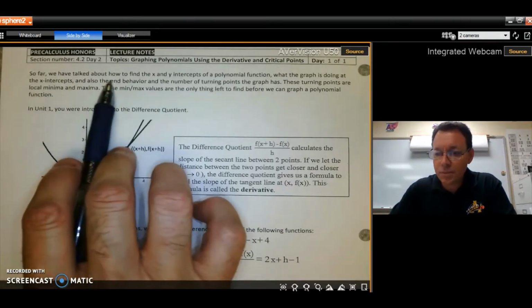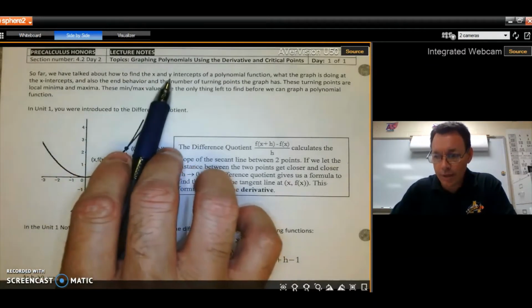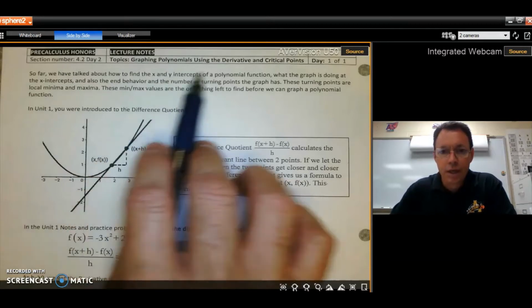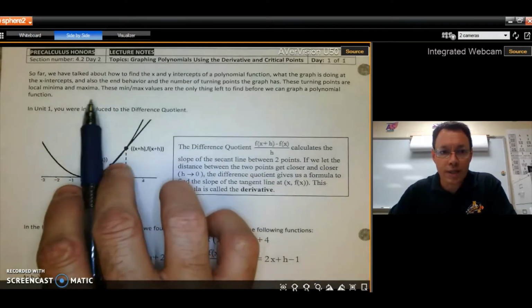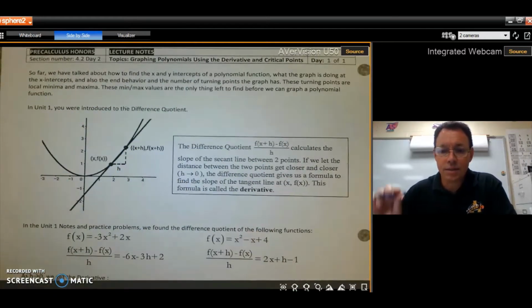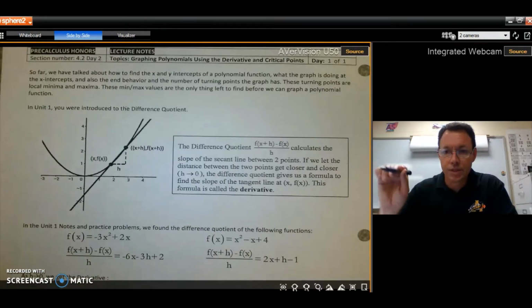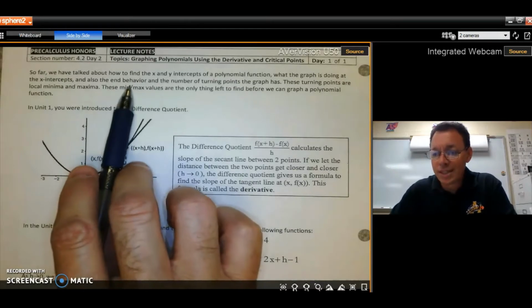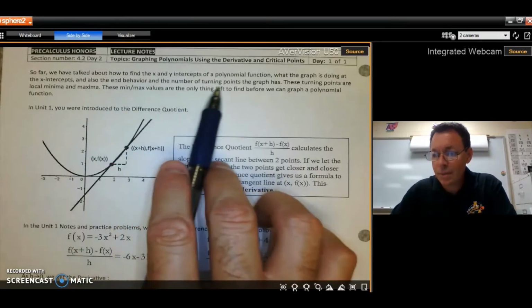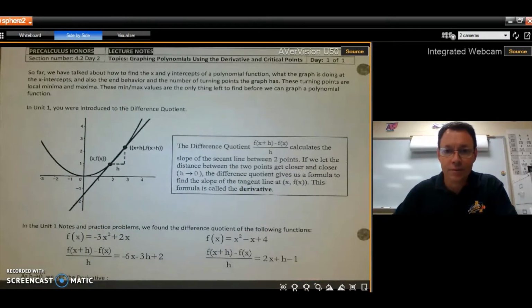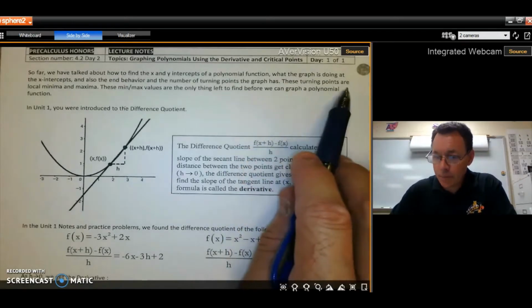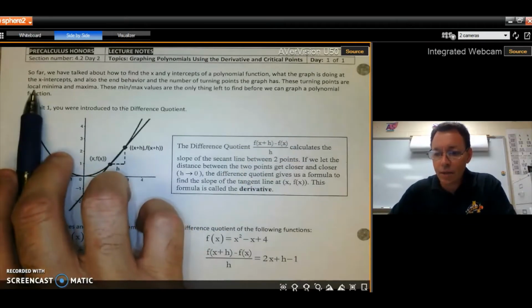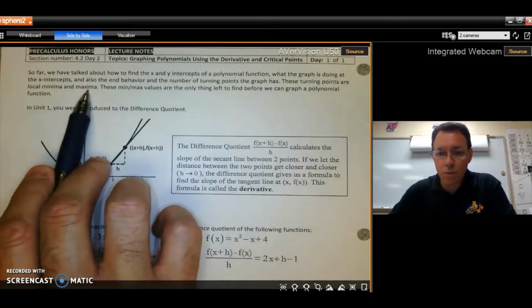So far we've talked about how to find the x and the y intercepts of a function, and what the graph is doing at the x-intercepts, so does it cross through or does it touch and then turn around and go back the way it came. We've talked about the end behavior and the number of turning points that the graph can have. Now, these turning points would be a local minimum or a local maximum.